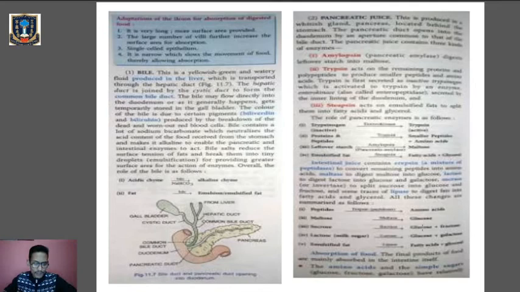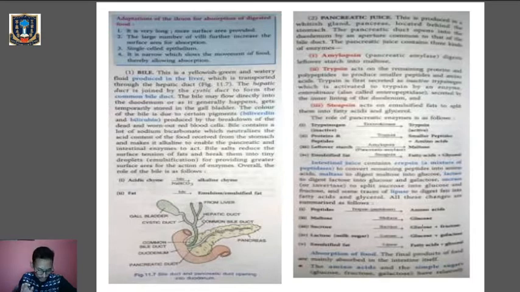Now, bile is a yellowish green and watery fluid produced in the liver. Remember that bile is produced in the liver, and after its production, it is transported through the hepatic duct. Okay, and the hepatic duct is connected to the cystic duct by the help of the common bile duct. So we are saying that bile is produced in the liver. After its production in the liver, it is transported by the help of the hepatic duct. Clear? And the hepatic duct is connected to the cystic duct to form the common bile duct.